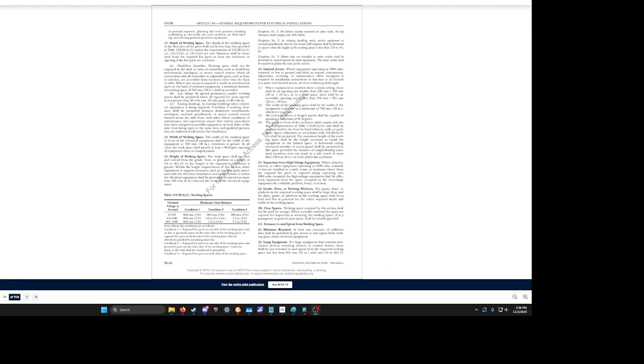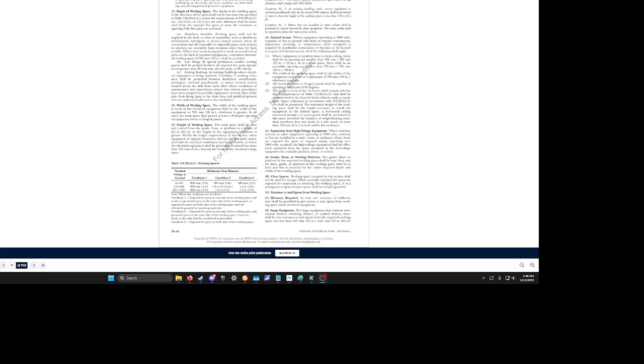Okay. Clear spaces. Working space required by this section shall not be used for storage. So don't put boxes of parts in front of the device that you're working on. Put them to the side, behind you, or outside of the area if it's that small.